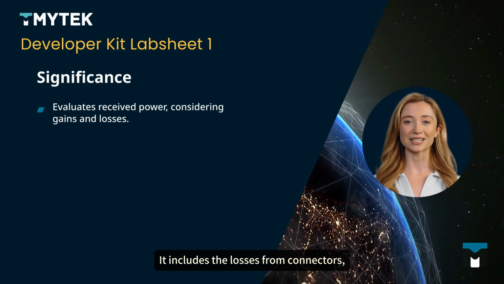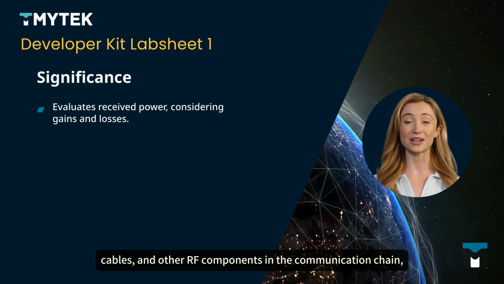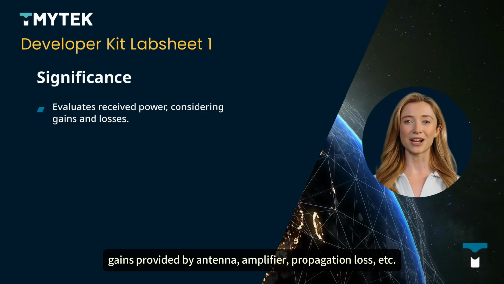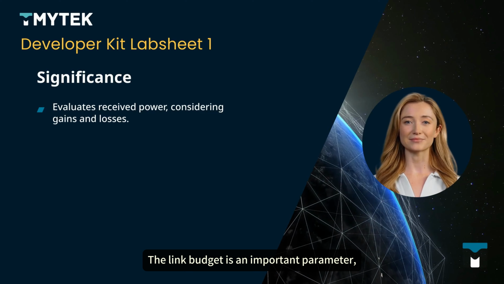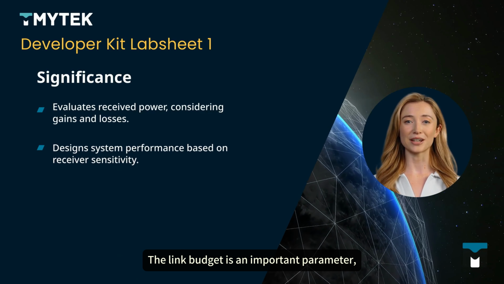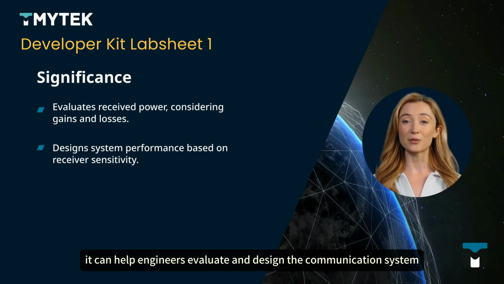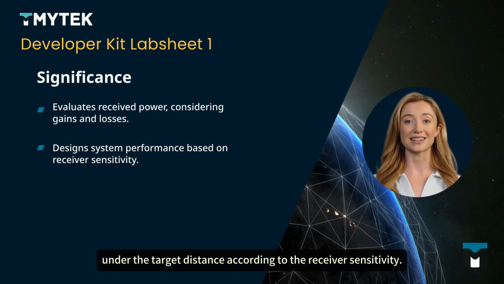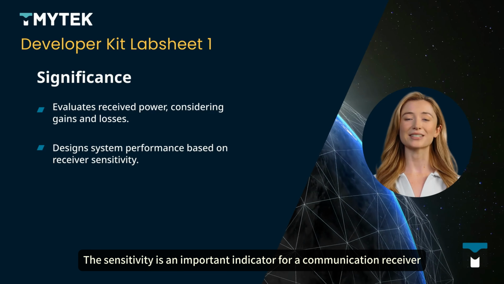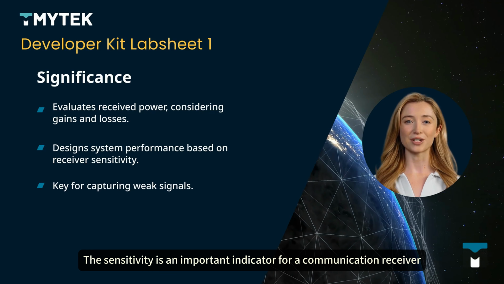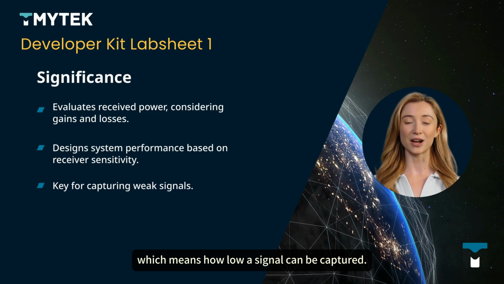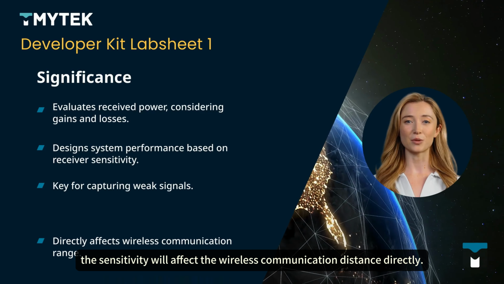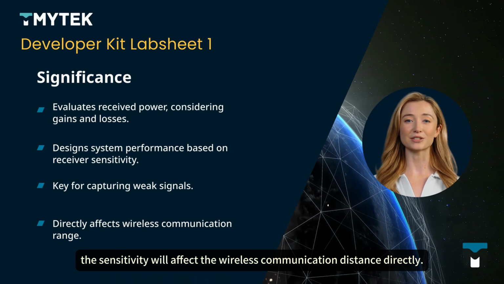It includes the losses from connectors, cables, and other RF components in the communication chain, gains provided by antenna, amplifier, propagation loss, etc. The link budget is an important parameter. It can help engineers evaluate and design the communication system under the target distance according to the receiver sensitivity. The sensitivity is an important indicator for a communication receiver, which means how low a signal can be captured. In other words, the sensitivity will affect the wireless communication distance directly.